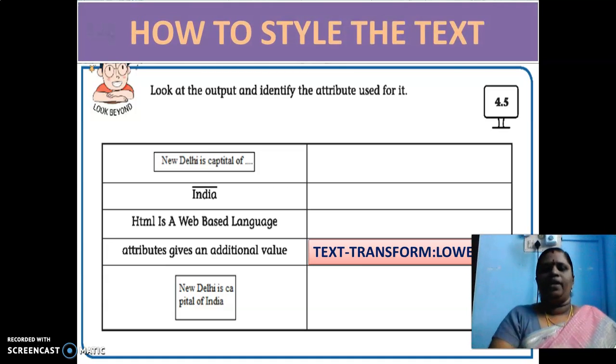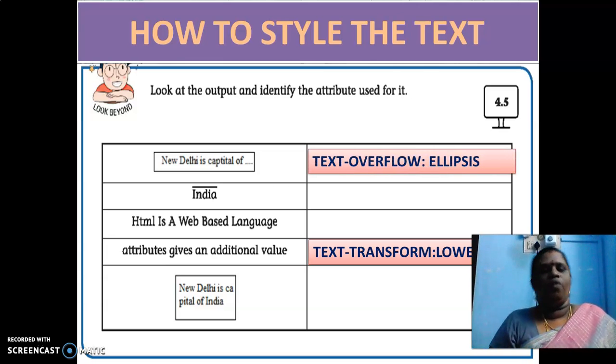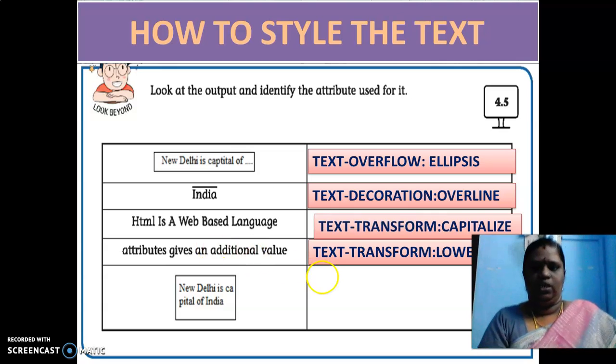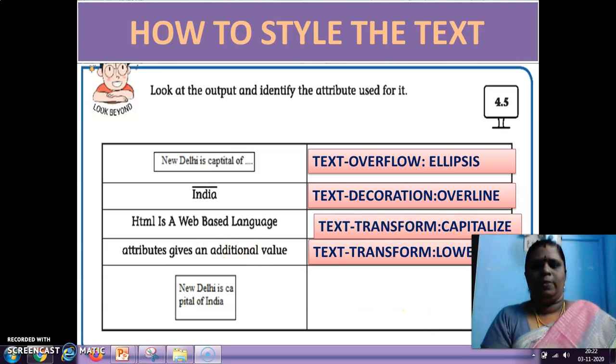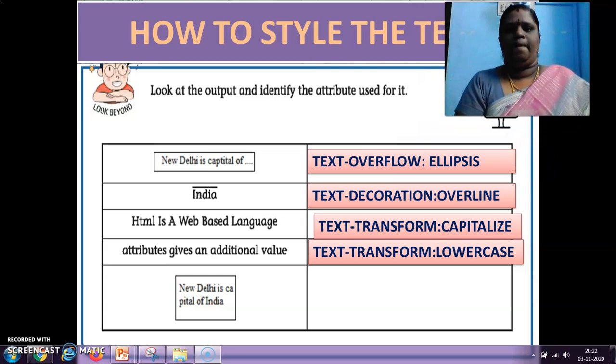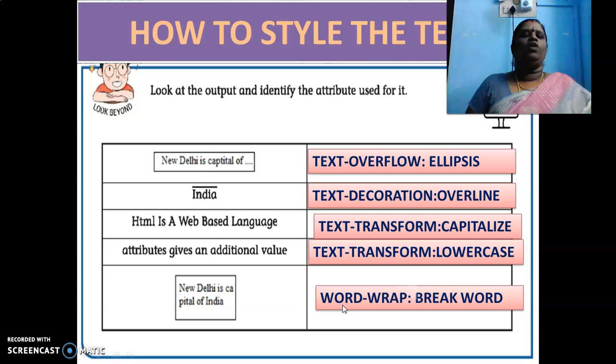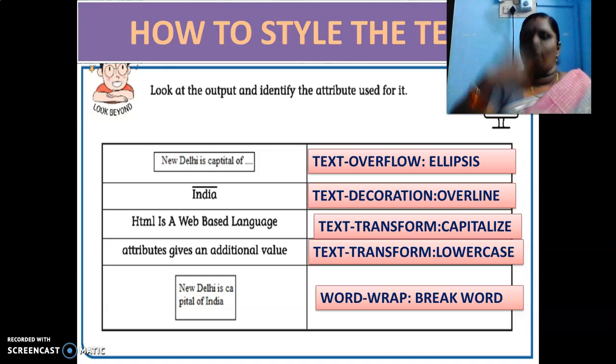New Delhi is capital of. What is this? Text overflow, ellipsis. Okay, India, text decoration, overline. So these are all the answers for your look beyond. Look at the output, identify. First one answer, text overflow ellipsis. Second one answer, India, before top of India we are having a line, so text decoration overline.